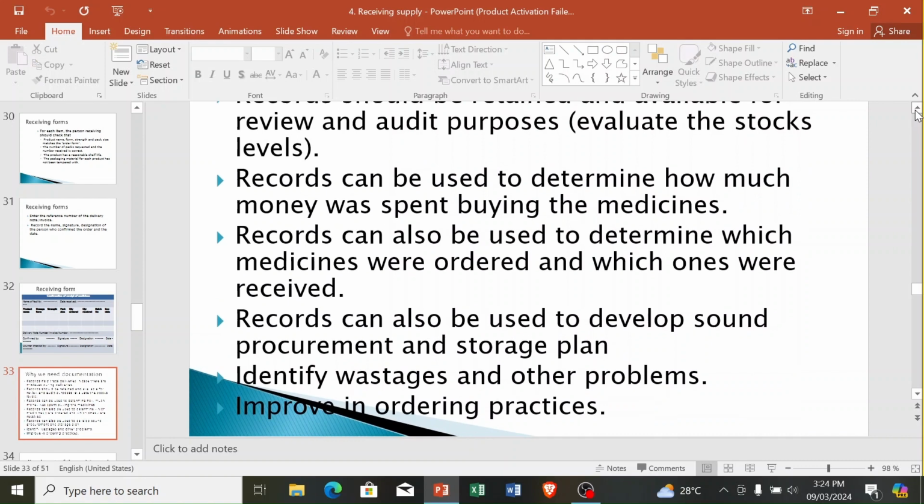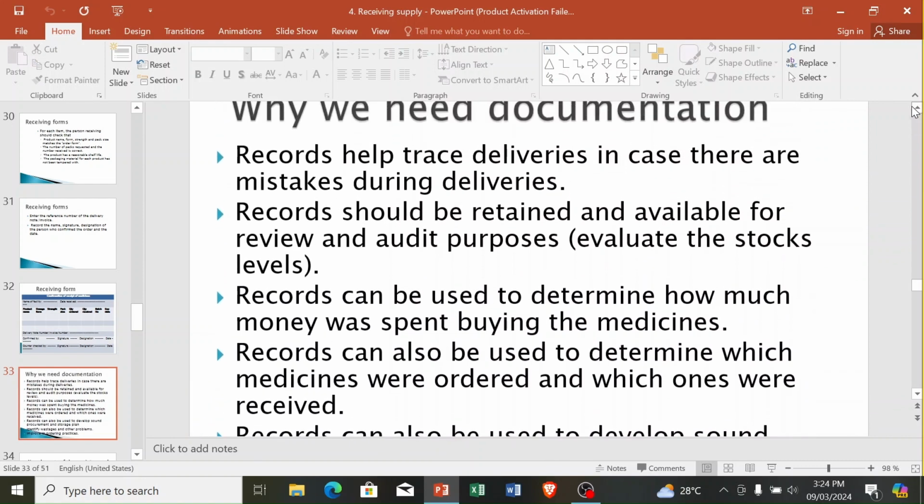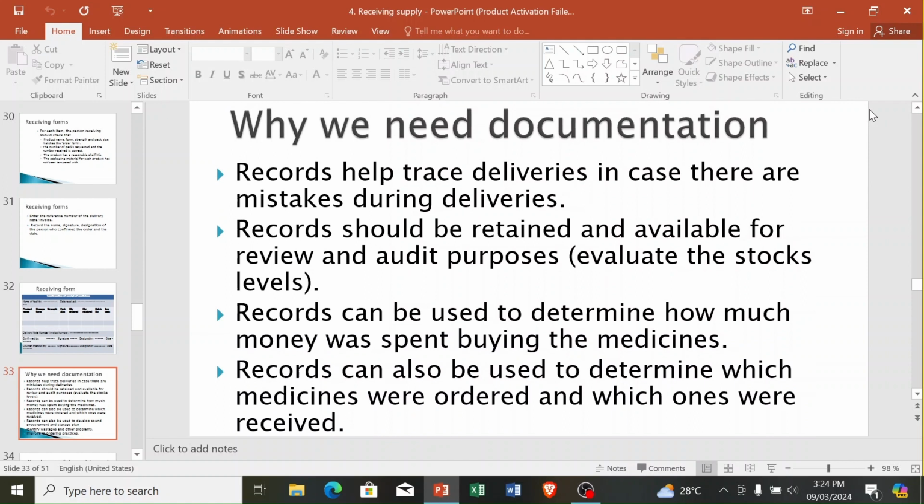So why do we need documents? Why documents? What are the advantages of using documents? So records help trace deliveries in case there are mistakes during deliveries. Records should be retained and available for review and audit purposes. Records can be used to determine how much money was spent buying the medicines.